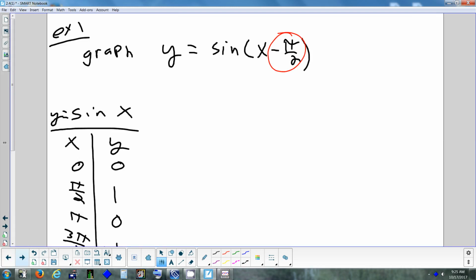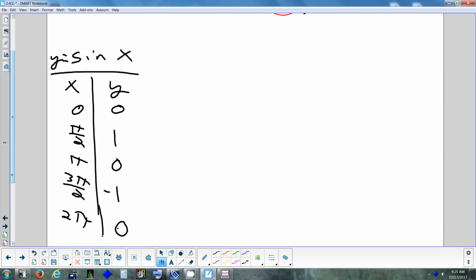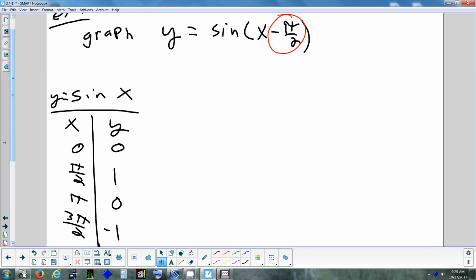Eric, what's the name of that when you shift the graph left or right? What do we call it? Phase shift. Exactly. It's a phase shift. Okay, so what I've done is I copied down the original table. That was a couple slides back. So we didn't have to keep flipping that. So there's my original. Now I'm going to set up my new table.